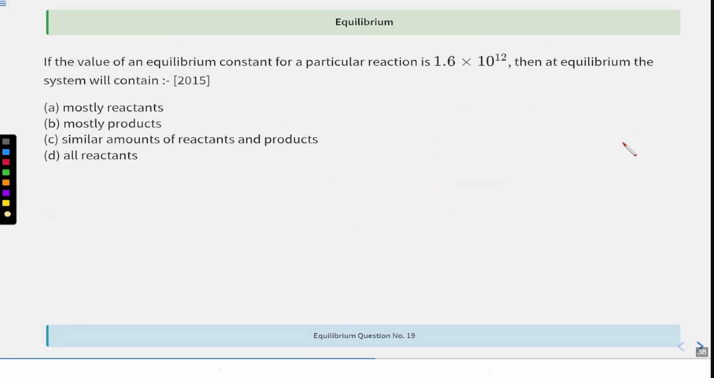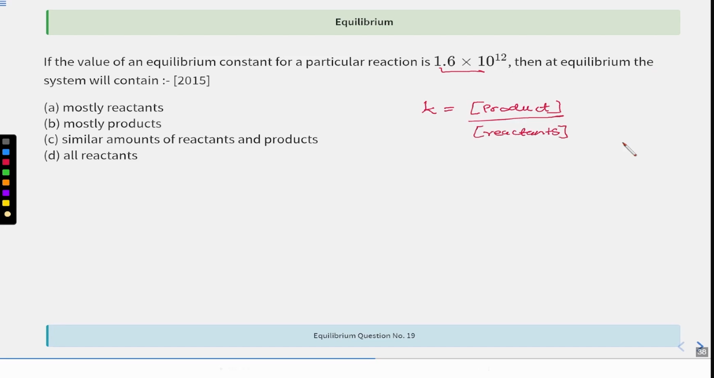Again, a basic fundamental question of something that we have already done. The question says that the value of the equilibrium constant for a particular reaction is given. At equilibrium, the system will contain more reactants, more products, an equal number of reactants and products, or all the reactants and products. Now here's the thing. We know that K is product by reactants, right?